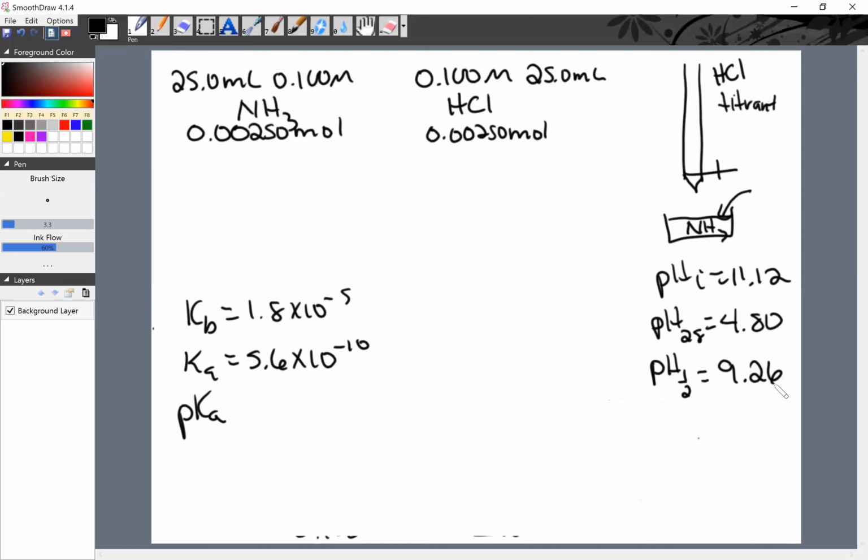Aha, I didn't even have to do any of the problems, because at the halfway point of a weak, either acid or base titration, the pH will be the same as the pKa.